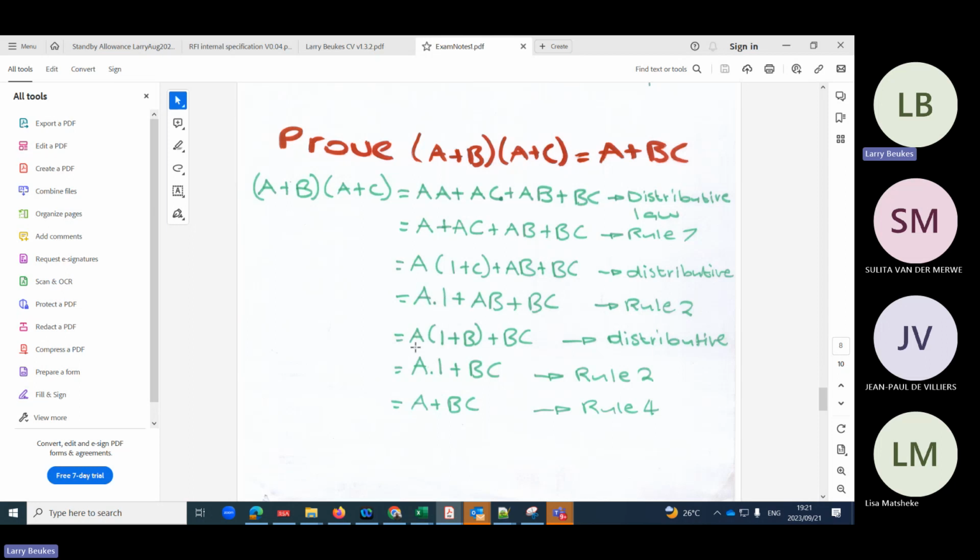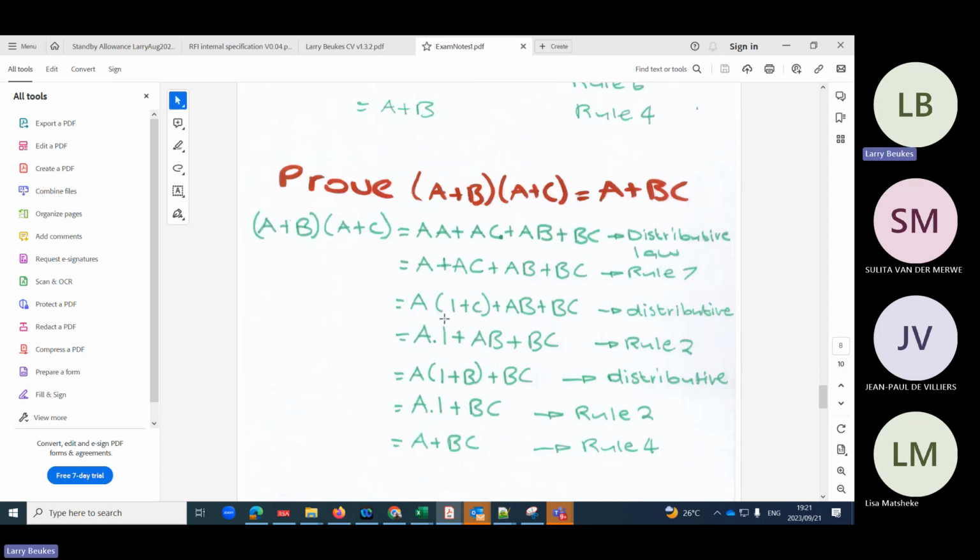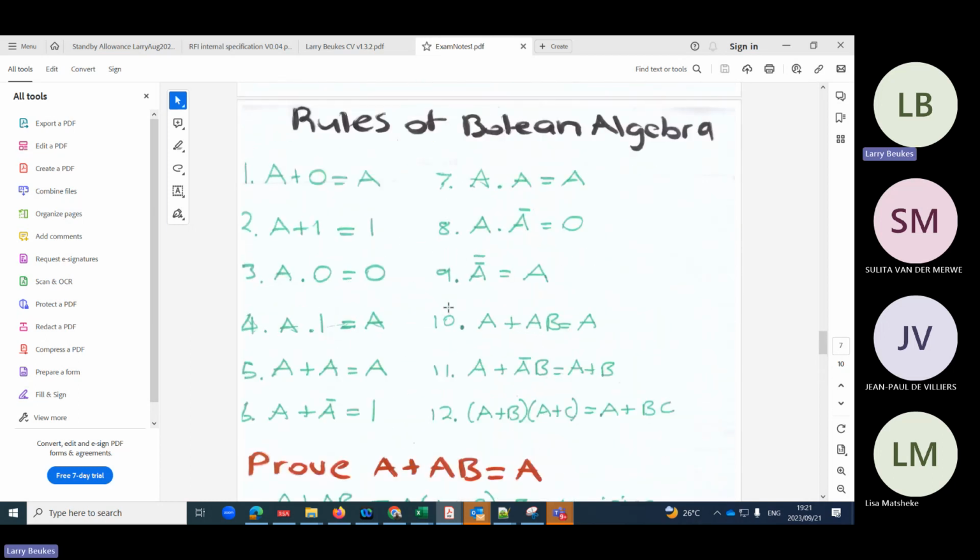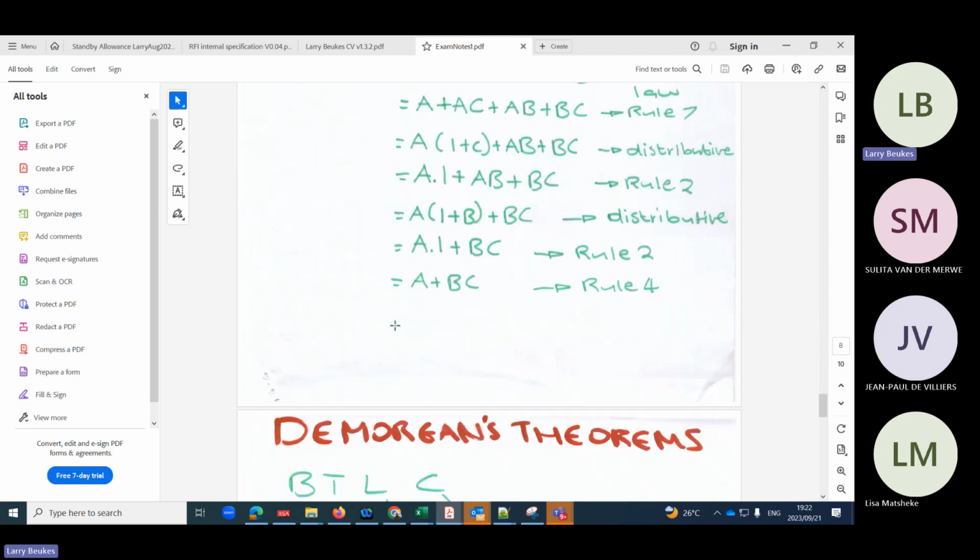Okay, then we go down. So now when we go down, A and 1. I'm going to try two ways. A and 1, we know it's A. Was that the identity law? A and 1, yes, it was the identity law, law number 4. A and 1 is A, identity law.